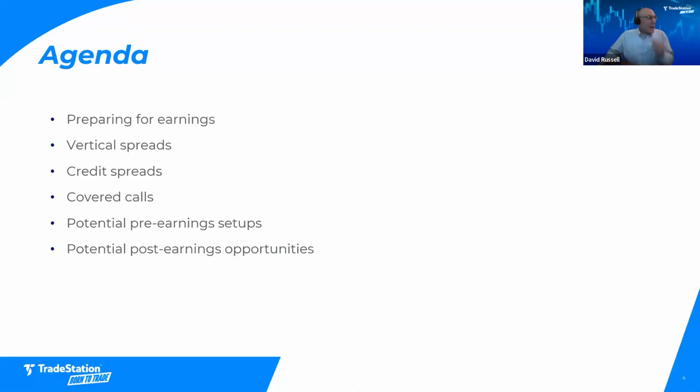Today we're going to start off by going through a few basic themes. First of all, preparing for earnings. Like many things, preparation is half the battle, and of course, TradeStation gives some really amazing tools for preparing for earnings season. Next, we're going to talk about vertical spreads, probably the most common strategy people use for earnings season. We'll talk about credit spreads, covered calls, and then certain kinds of setups and opportunities, even for after earnings, because sometimes after earnings there are some things that can be done with credit spreads, and we're going to be getting to that.